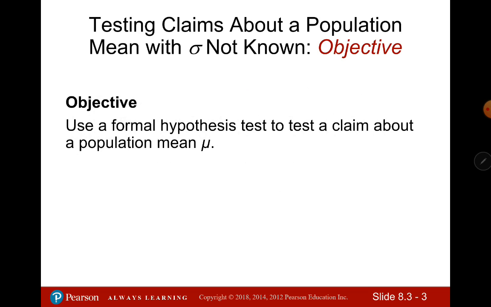So let's check the objective. We will talk about the formal hypothesis test for the population mean mu. In the previous 2 sections we focused on hypothesis tests about the proportion, but here we'll talk about the mean value.